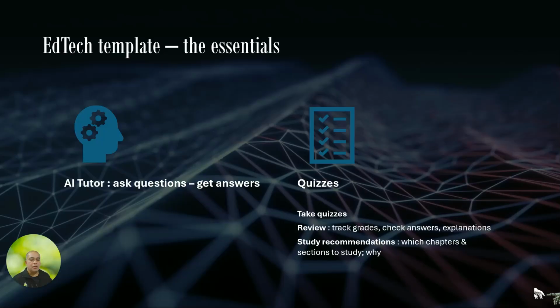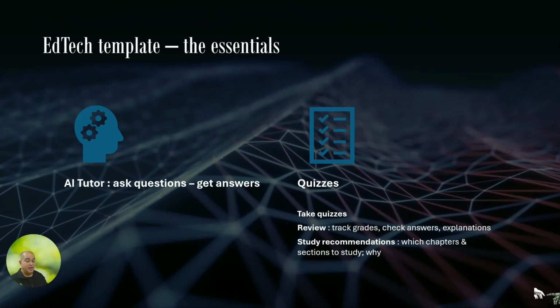The essential components that we need to comprise an EdTech solution are two, in my view. The first component, I'm calling it AI Tutor. It does not replace, but augments human teachers. Students can ask questions and get answers from this component. The second component is the quiz component, where the students go to check their exam readiness. They can track their progress by tracking grades over time. They can check the answers, explanations, and get study recommendations.